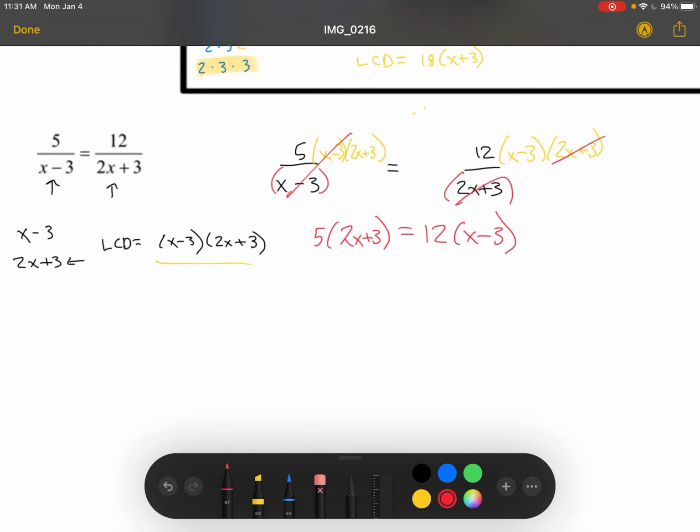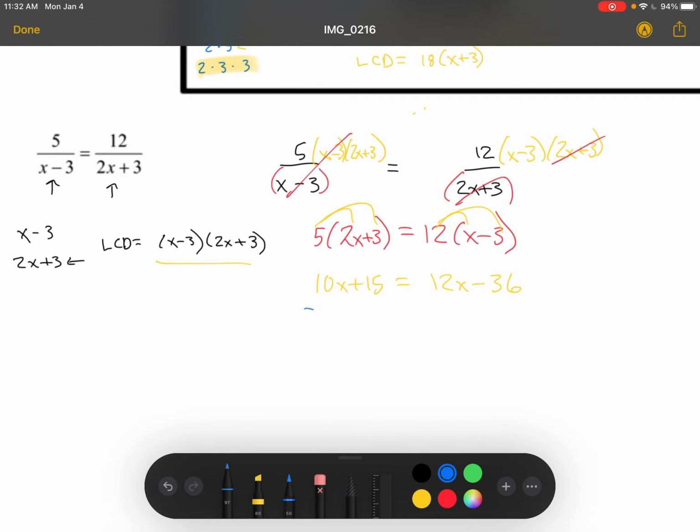So again, we multiply both sides by x minus 3 times 2x plus 3. We do it on both sides so we keep balance. And then that allows us to basically cancel our denominators here. And what we're left with is how we're going to solve the equation. So now we can distribute in on both sides. So we'll have 10x plus 15 equals 12x minus 36.